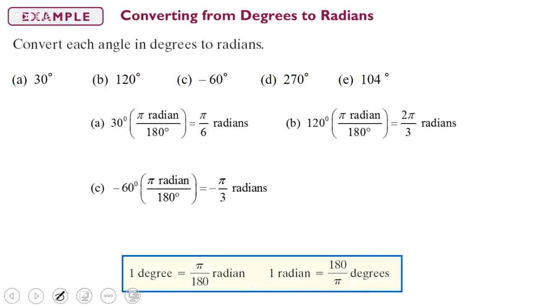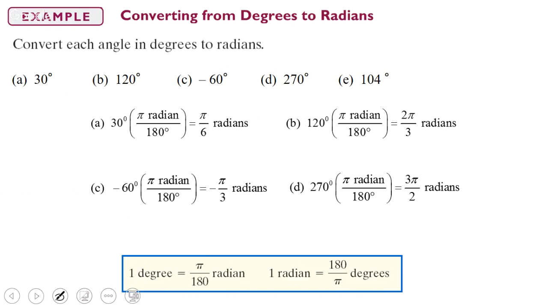multiplied by pi over 180. Well, 60 goes into 180 three times, so you have negative pi over 3. And then 270. 270 divided by 180, or multiplied by pi over 180. 90 goes into both of them. 90 goes into 270 three times, and 90 goes into 180 two times. So you get 3 pi over 2.